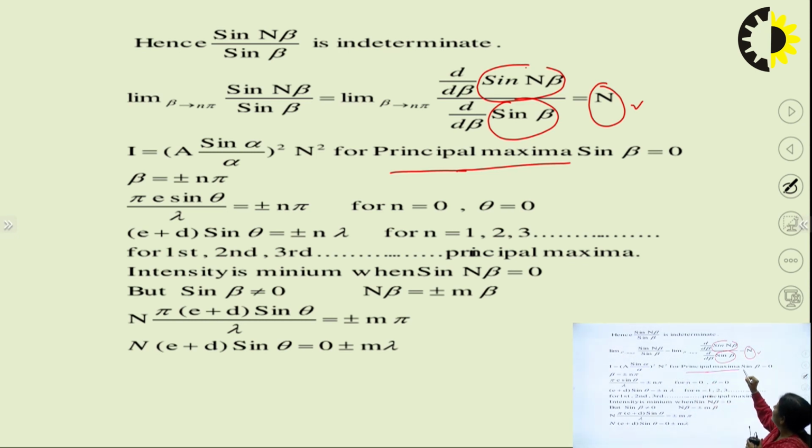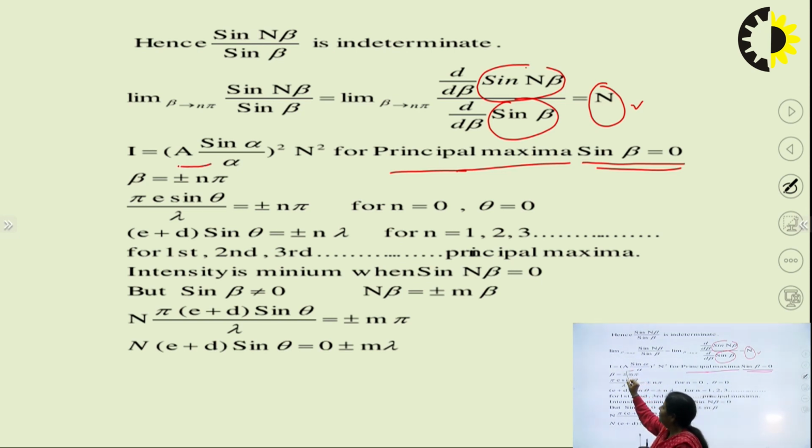All right, and the condition is slightly modified by this limit approach. So for this principal maxima, remember that sine beta equals 0. So we must understand that what we will get for beta is plus minus n pi, because you remember that we have substituted something as beta. Actually, there is nothing like beta, but we have done a substitution. So we have to go back to that substitution. So beta equals plus minus n pi.